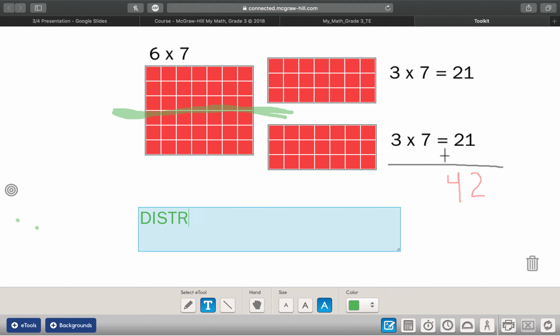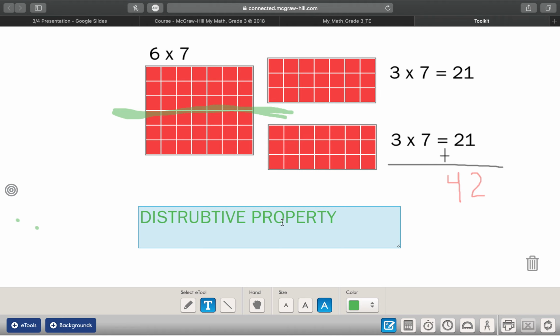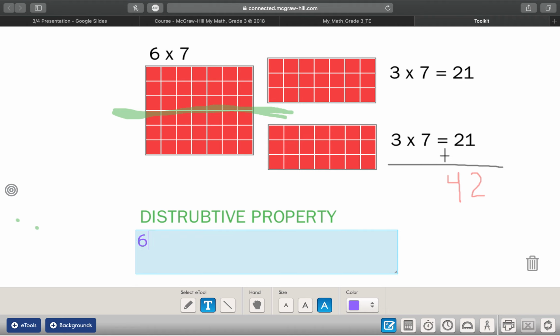Oh my goodness. Distributive property. That's what this is. Distributive property means breaking apart one of the factors in a multiplication sentence, breaking it apart just so that it's easier to solve. So that means that, let me get a new color, let's do purple, that means that 6 times 7 is the same thing as saying, let's put it in parentheses. That helps us to distinguish the two parts.